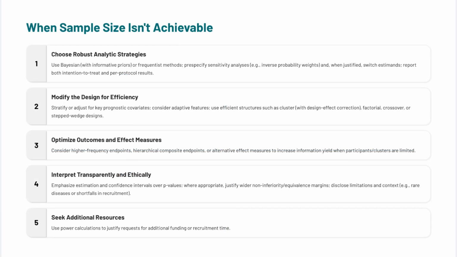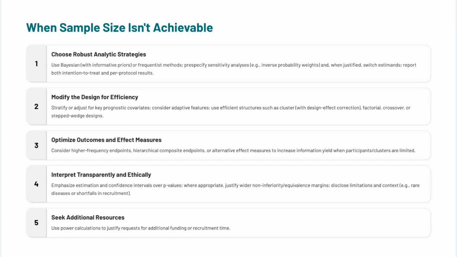Sometimes it isn't feasible to achieve a specific sample size for the ideal estimand. When that happens, be transparent and pivot smartly. First, choose robust analytic strategies. Consider Bayesian or frequentist approaches. Pre-specify sensitivity analyses such as inverse probability weighting, and report both intention to treat and per protocol estimates.